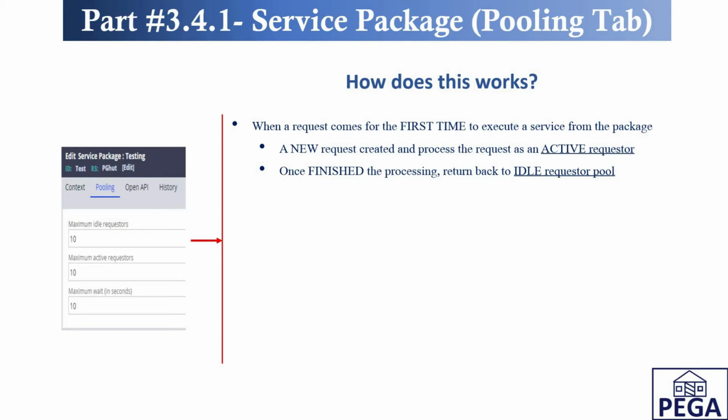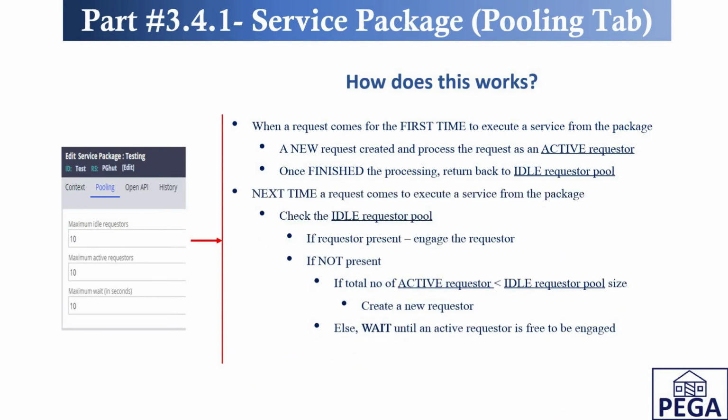So initially, when it is created, the idle requester pool will be 0. The moment a request comes, Pega will create a requester for the first time and process it, and then the idle requester pool size will be 1. Now let's say you trigger another request a second time. A requester comes to execute the service from the package.